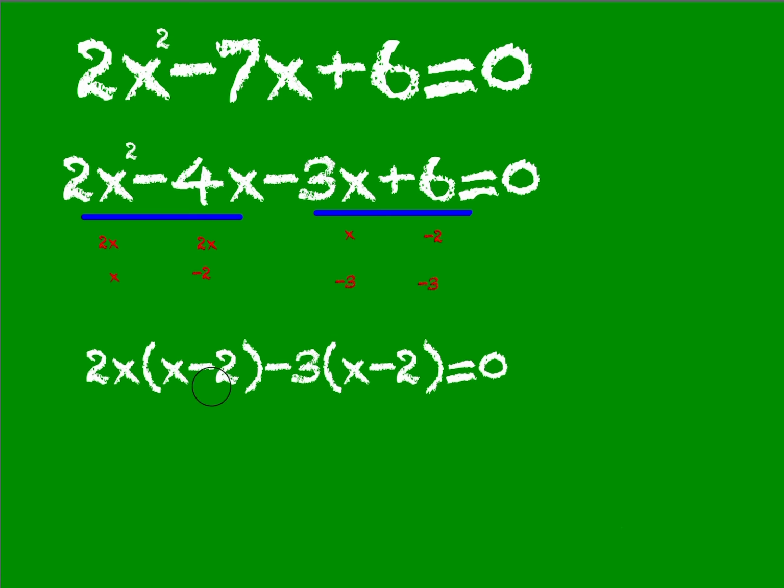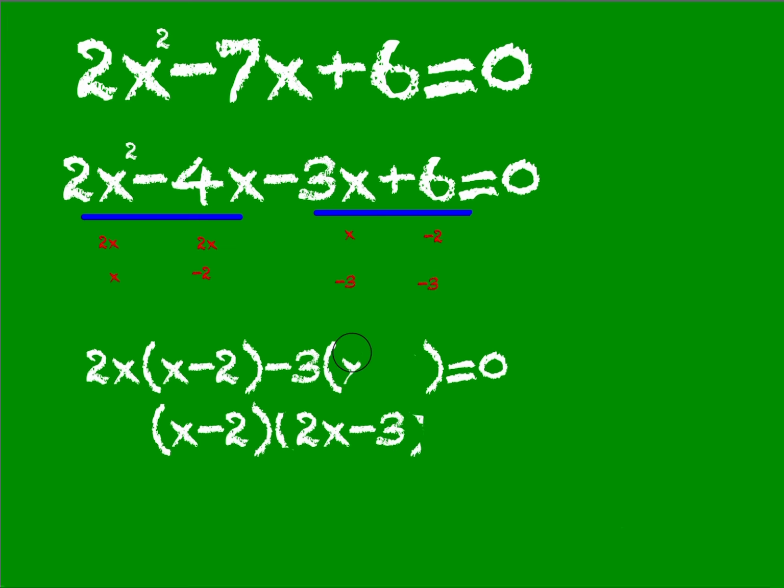Then x minus 2, this bracket is the new common factor. So x minus 2 is left over when you take it out. For example, there is nothing here, so there is only 2x. If you take it out, you will see negative 3 here. So 2x minus 3.